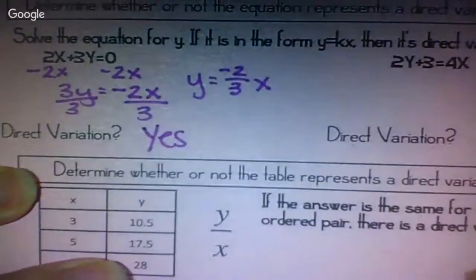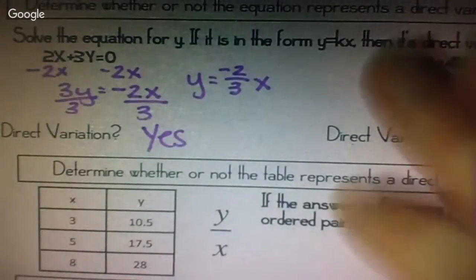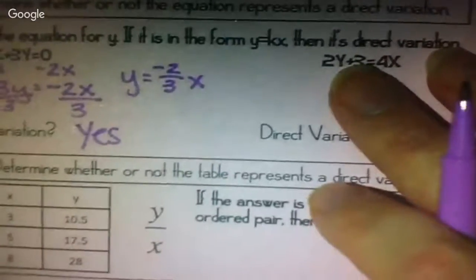Can't you make anything direct variation unless it has a y? No, it could be 2x. It could be 1x. Y equals x is direct variation. As long as you don't have anything added or subtracted to it, it's direct variation. So as long as there's x in it.